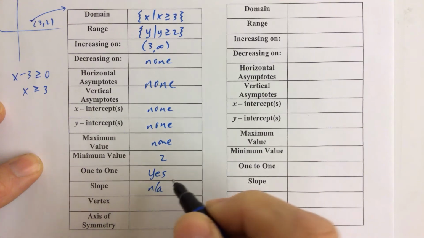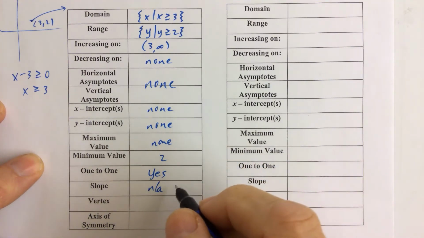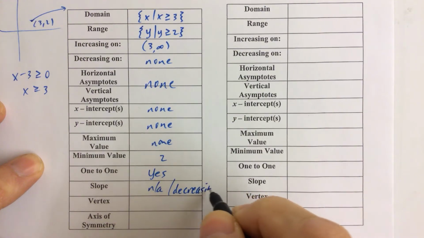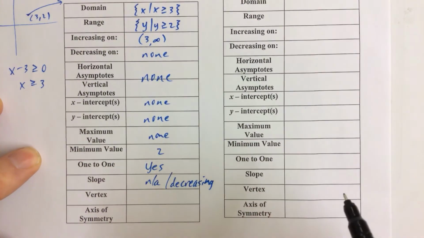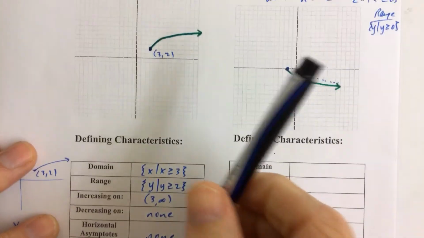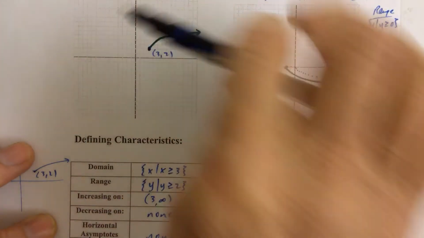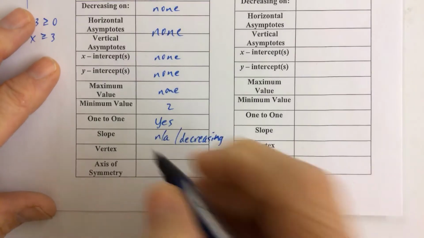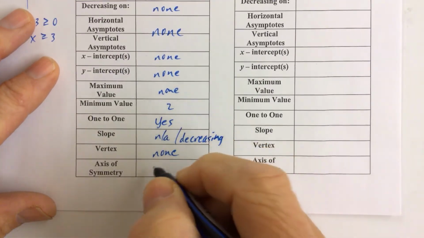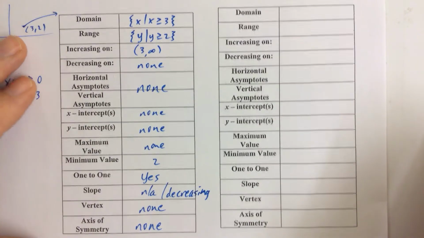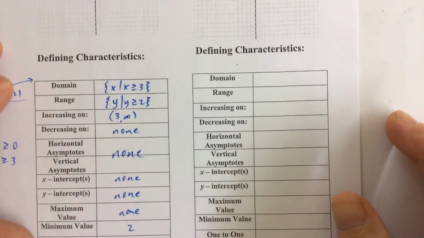Slope, we're just not going to worry about that. It's a decreasing slope, but if you want to get specific, the slope is decreasing. Initially, the slope is kind of like a 1, and then as you move to the right, it's decreasing. There is no vertex on here, and there is no axis of symmetry. So that takes care of the first one, and defining characteristics.